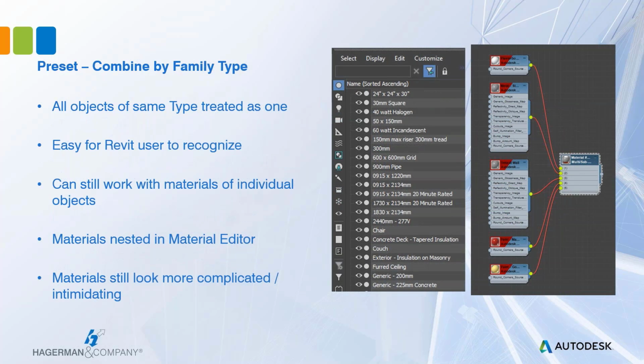The next preset combines elements by their family type. For example, in Revit, if there's a wall type with the name exterior insulation on masonry, you'll also see that entry in Max, and it will be the same element. Again, the materials will appear nested, but you'll be able to see the same entries that were chosen in Revit.